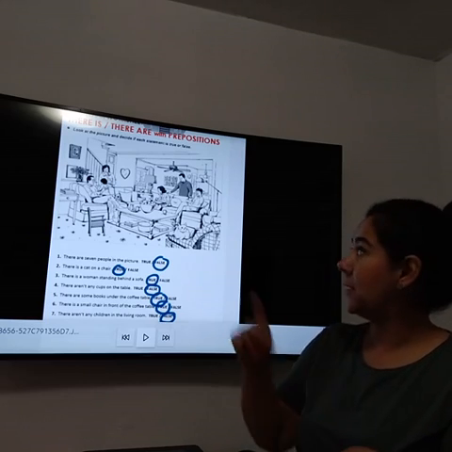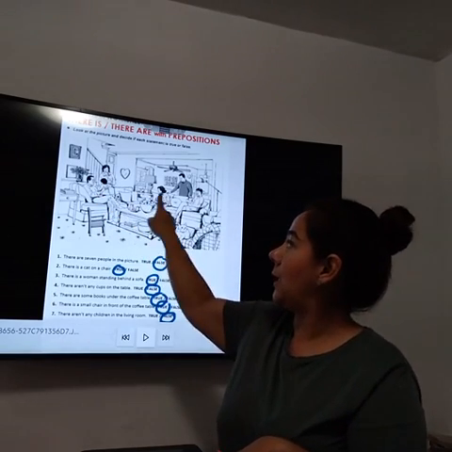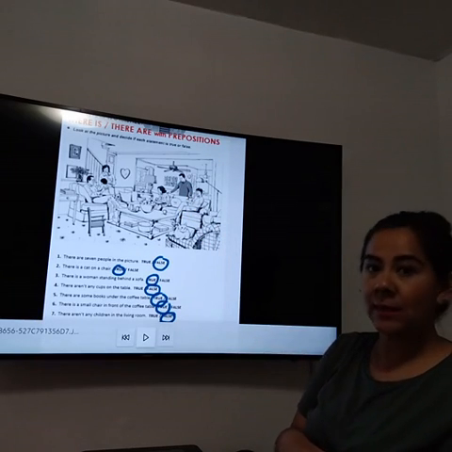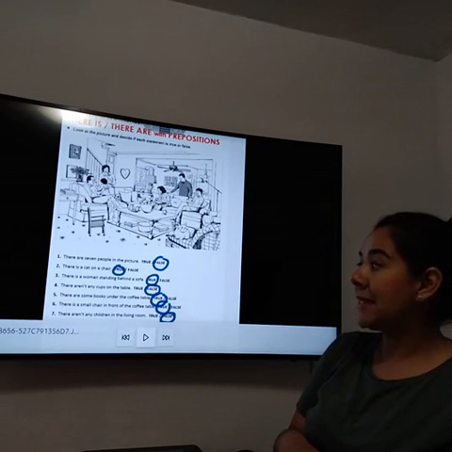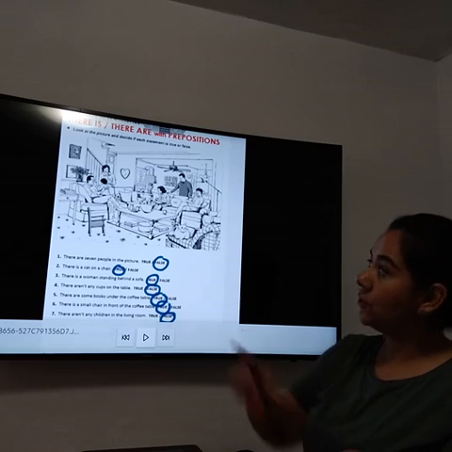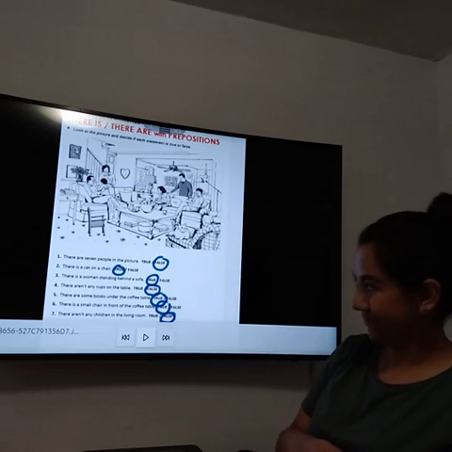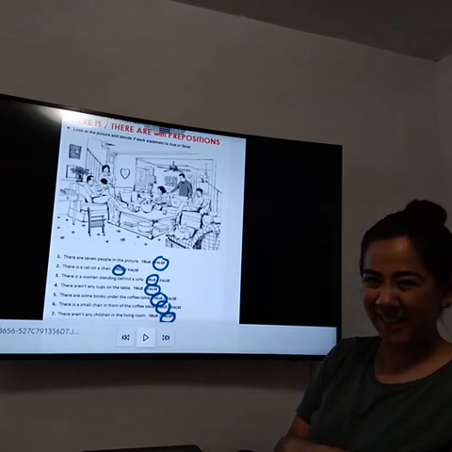It's false because if you count the people here, we have 1, 2, 3, 4, 5, and 6. Only 6, not 7. That's why the answer is false. Okay? Number 2. There is a cat on a chair. Do you see any cat right there? Is the cat on a chair? The answer is true because the cat's right here sitting on the chair, right?